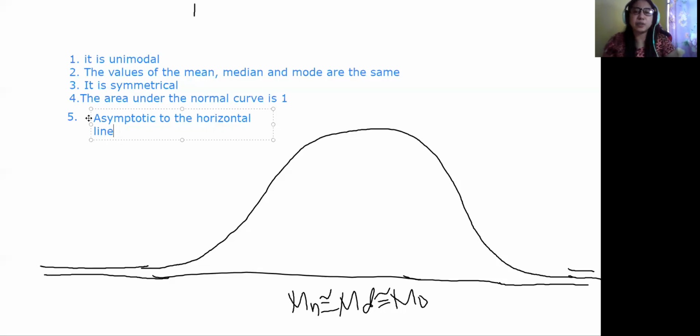And the area under the normal curve is 1. Since it is symmetrical, if you divide our curve into 2, half of it is 0.5 and another half is 0.5. Another characteristic of our curve is that if we extend the curve, the tail on either the left or right will never touch our horizontal axis, because it is asymptotic to the horizontal line.